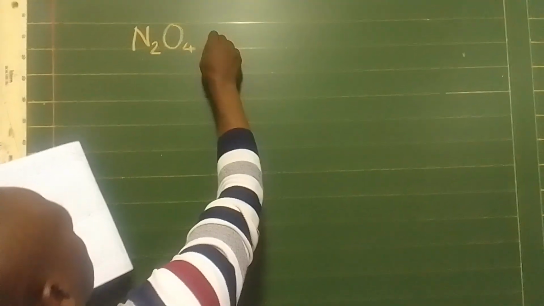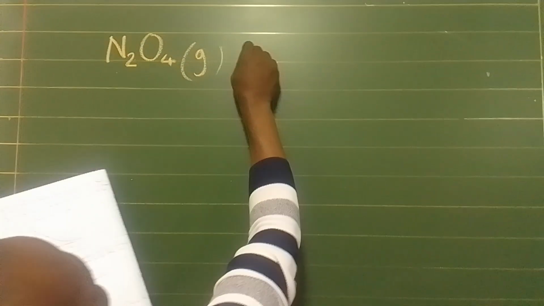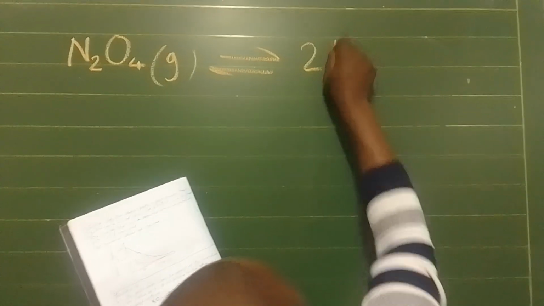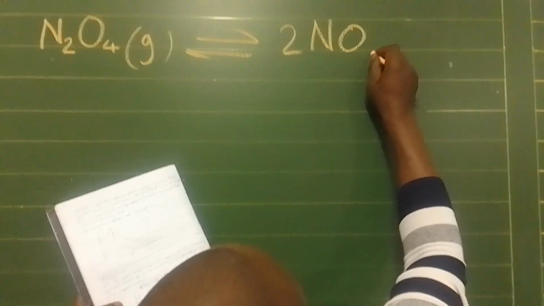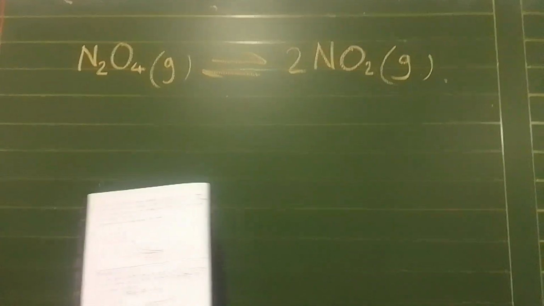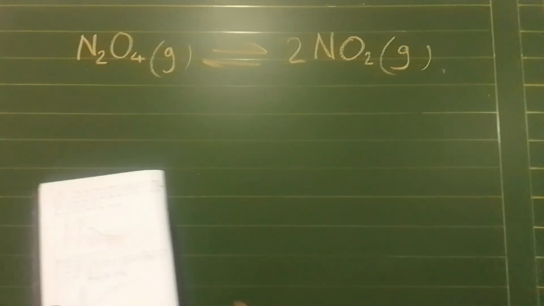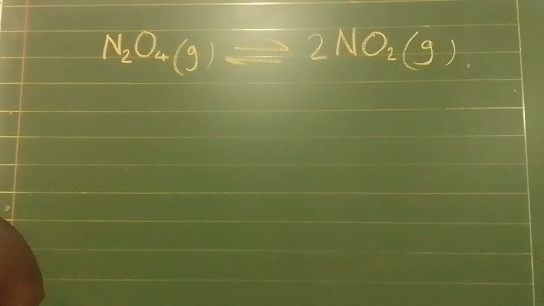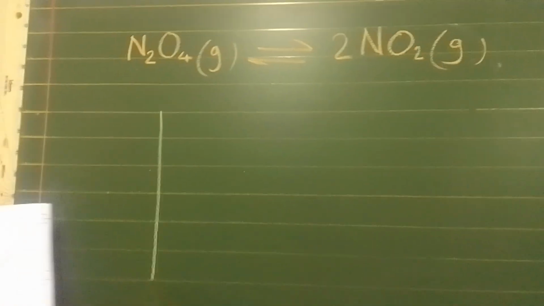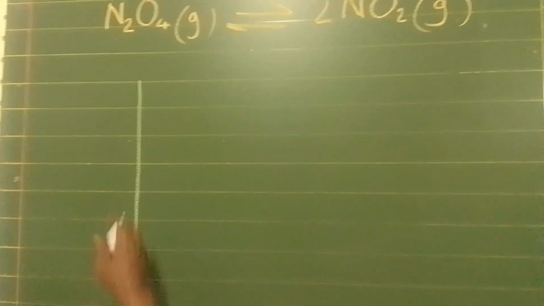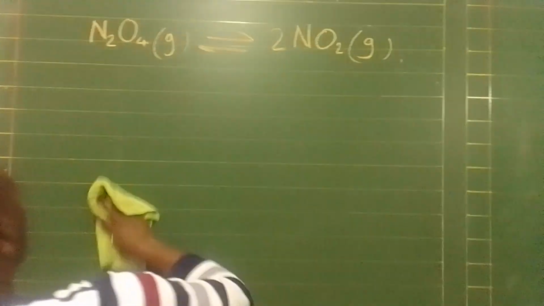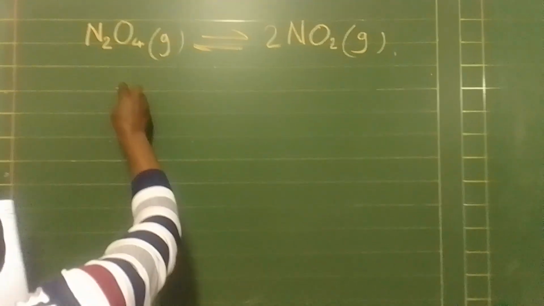N2O4, this is a gas. NO2, it's a gas. Now the graph is drawn to illustrate what is happening here. This is the graph.